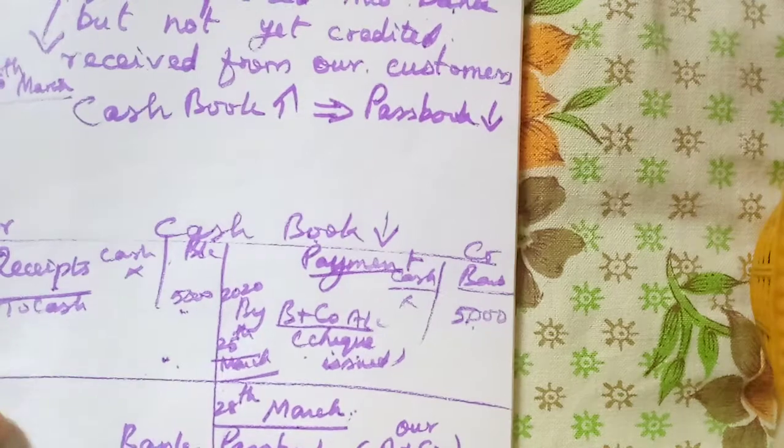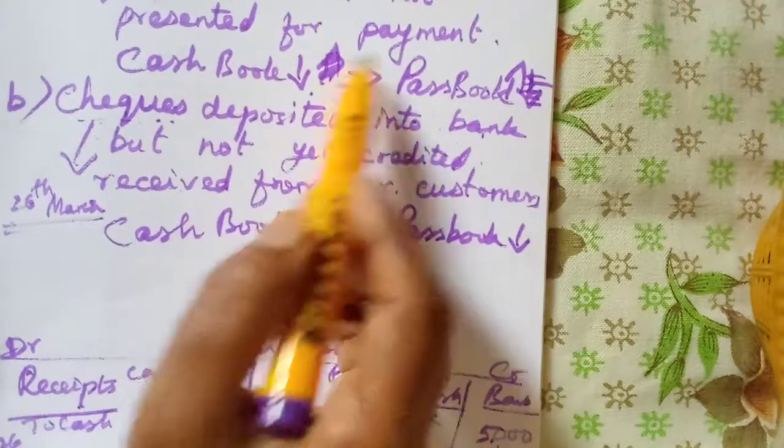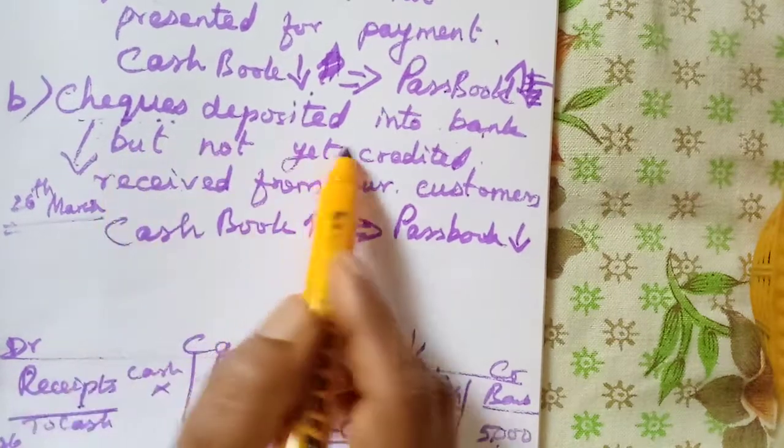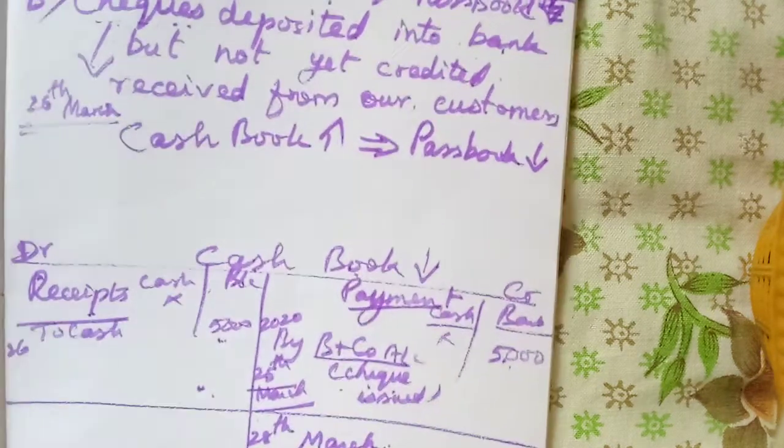So you should understand this main thing: check issued but not presented for payment, and check deposited into the bank but not yet credited in our account. You might have understood this too. Listen to the video carefully, listen to my teaching and try to understand.